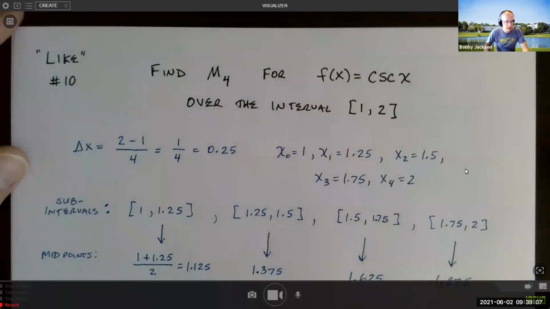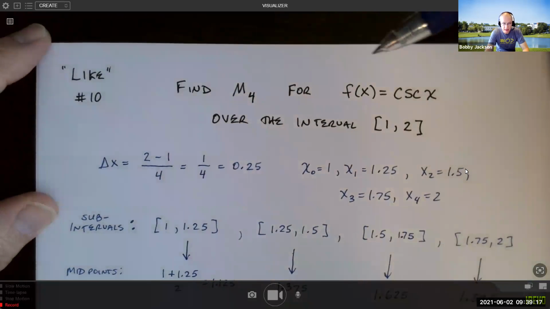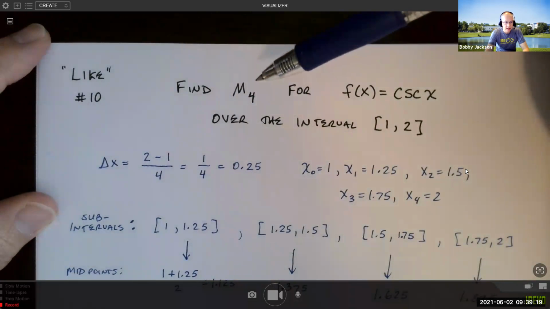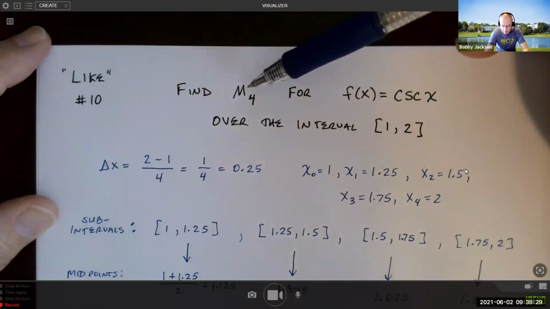Okay, I want to try one like number 10. I think number 10 is one of the ones where you're asked to use your calculator to help find the value of the approximation. So I'm going to do one very similar to it. We're going to find M4. M stands for the midpoints. We're going to be using the midpoints for the subintervals.